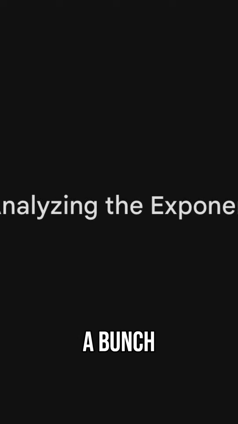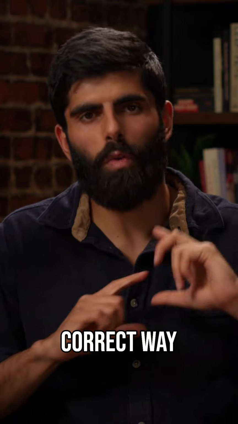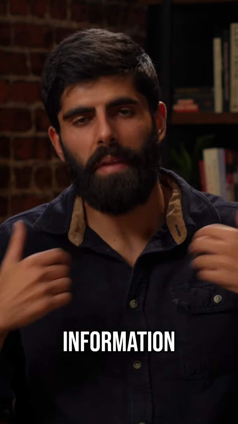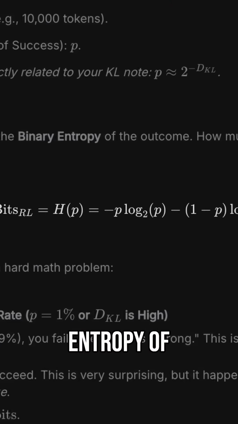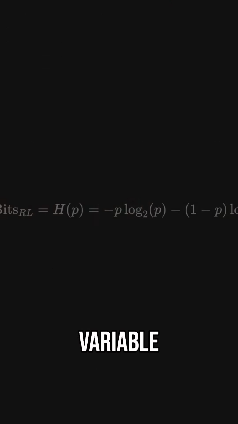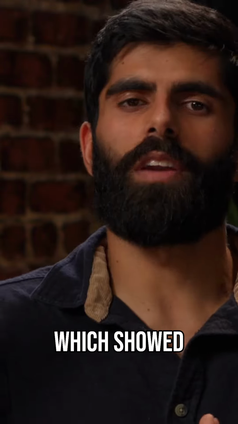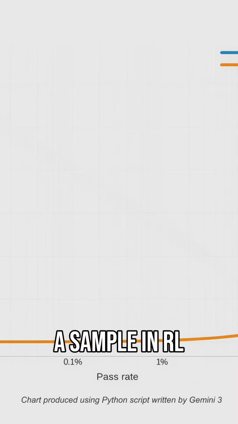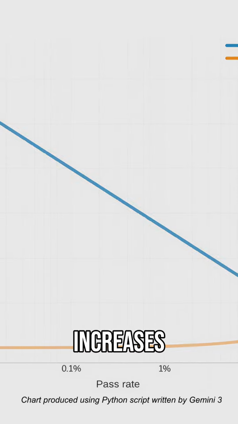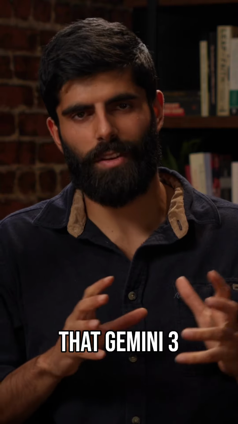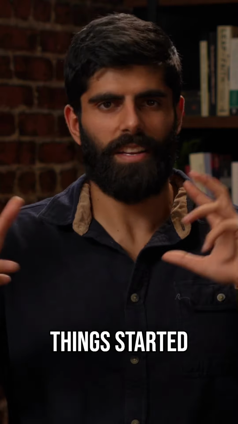And it thought a bunch, and then it realized that the correct way to model the information you gain from a single yes or no outcome in RL is as the entropy of a random binary variable. It made a graph which showed how the bits you gain per sample in RL versus supervised learning scale as the pass rate increases. And as soon as I saw the graph that Gemini 3 made, immediately a ton of things started making sense to me.